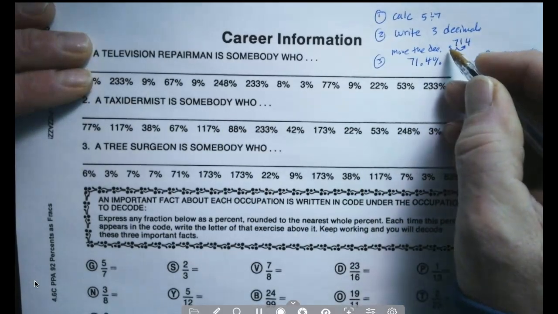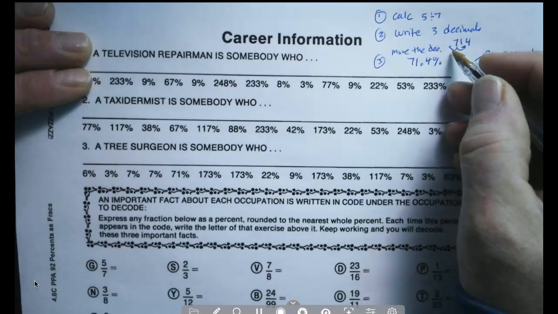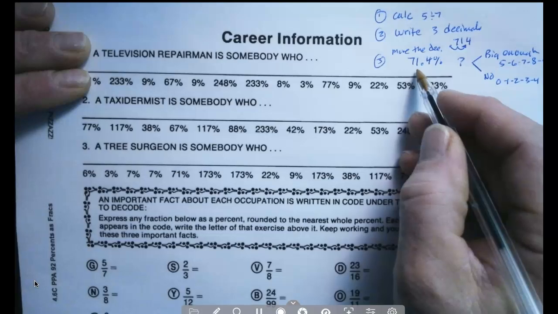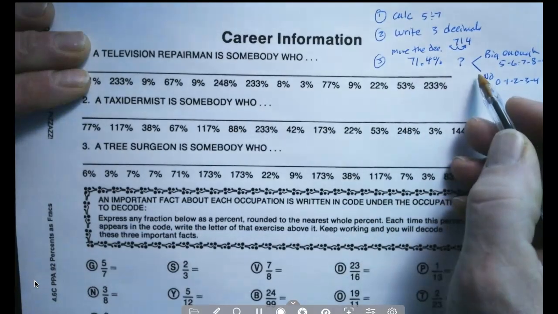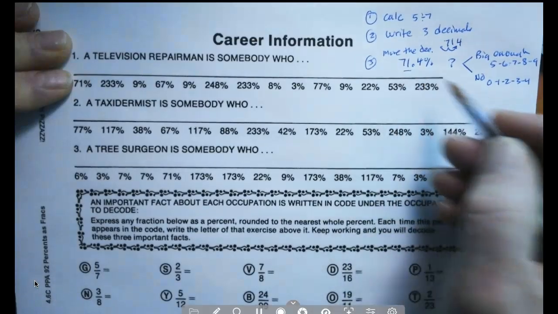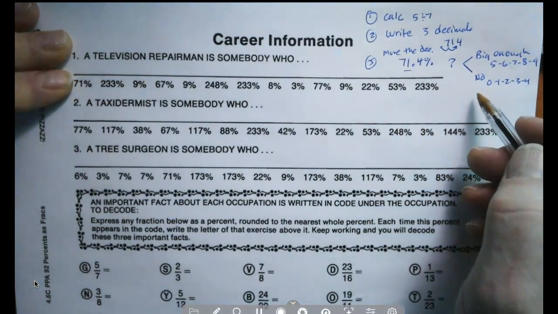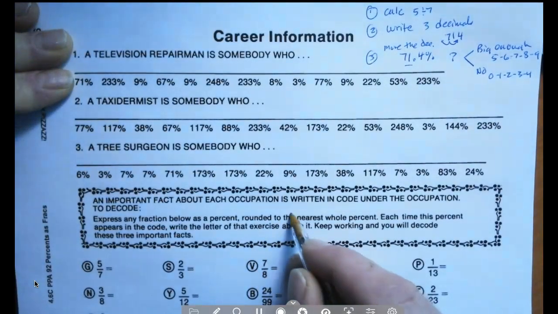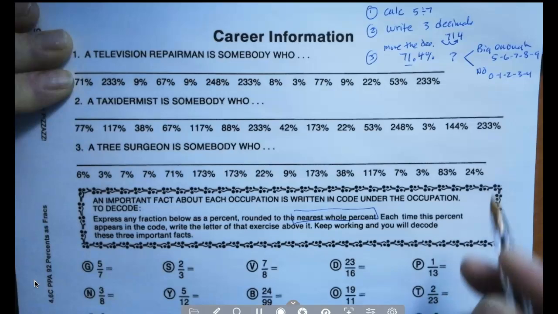And that's what I did here. I'm going from a decimal to a percent. So I moved it forward 2 places, means I'm multiplying by 100. Now I have 71.4%. Now I've got a question. Is it big enough to call that 72%? Or do we just leave it at 71%? Because we're rounding to the nearest percent. It says right here, round to the nearest whole percent.